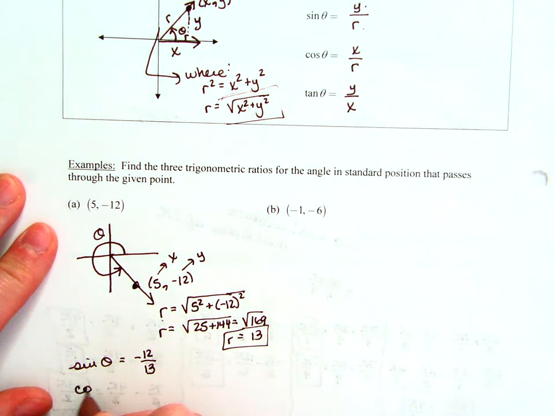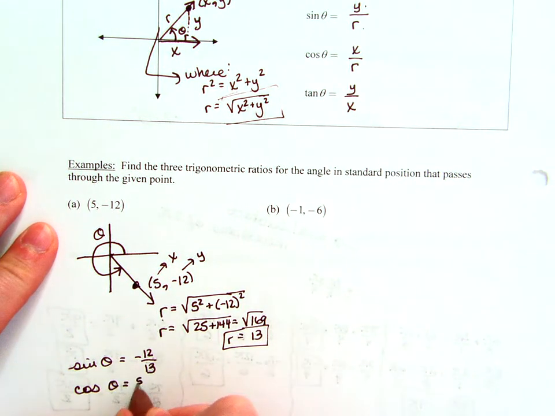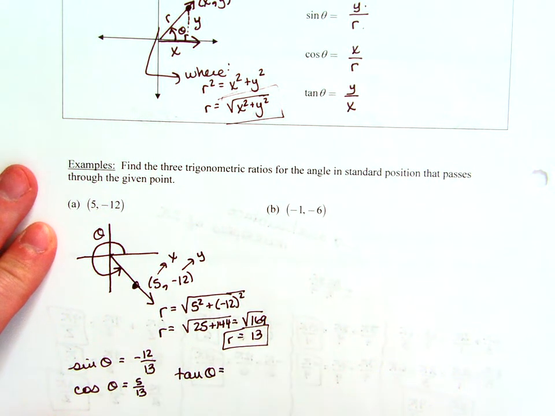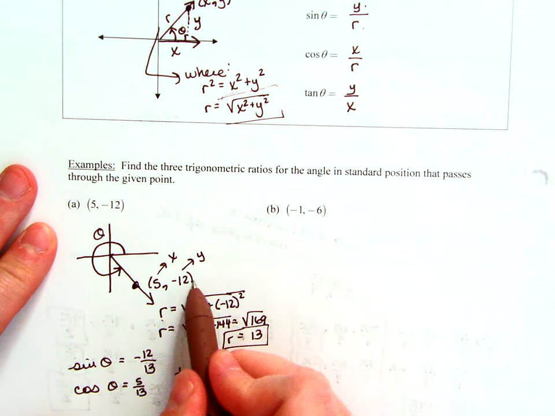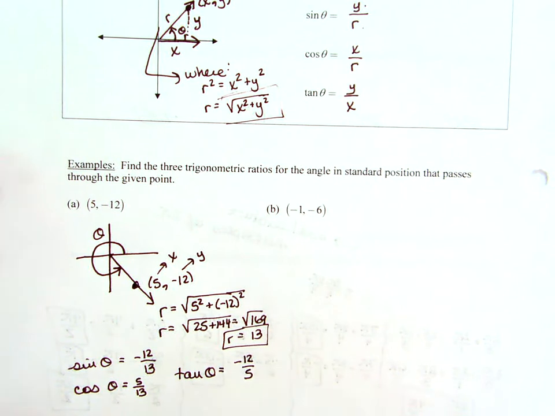I want the cosine of my angle. Well, that's my x over my r. X is 5, r is 13, so 5 over 13. Finally, I want the tangent of my angle, so that means my y over my x, negative 12 over 5.